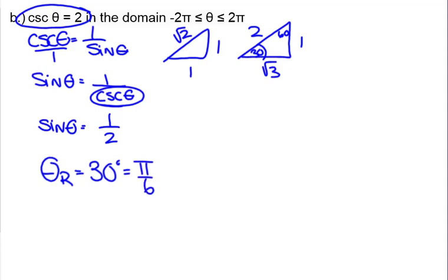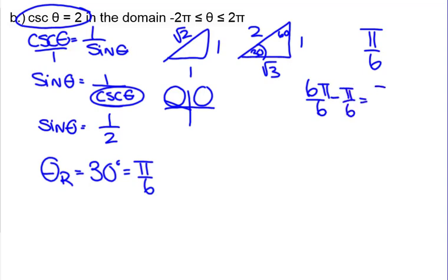We want to figure out spots. Next thing we're checking, we want a positive value for our cosecant. Cosecant is positive in quadrant 1 and quadrant 2. Well, our quadrant 1 angle is just going to be our pi over 6. To get to our quadrant 2 angle, that's going to be pi minus pi over 6. So 6 pi over 6 minus pi over 6 is 5 pi over 6. So there's another angle. But now we want to go backwards.